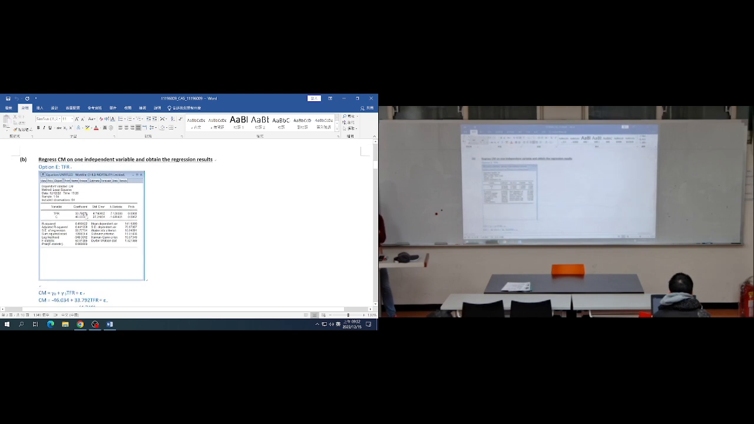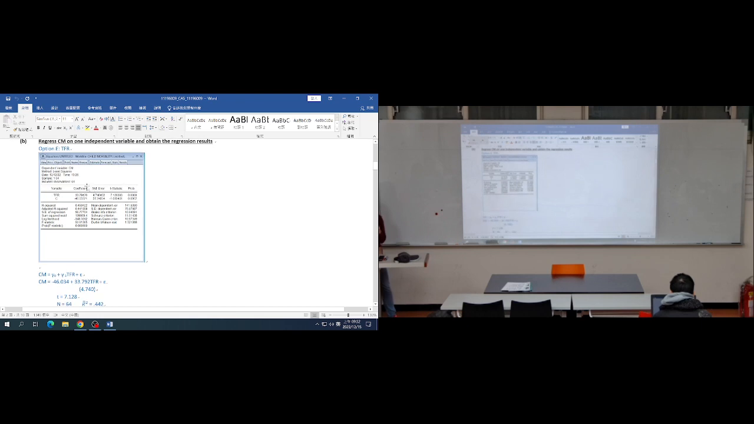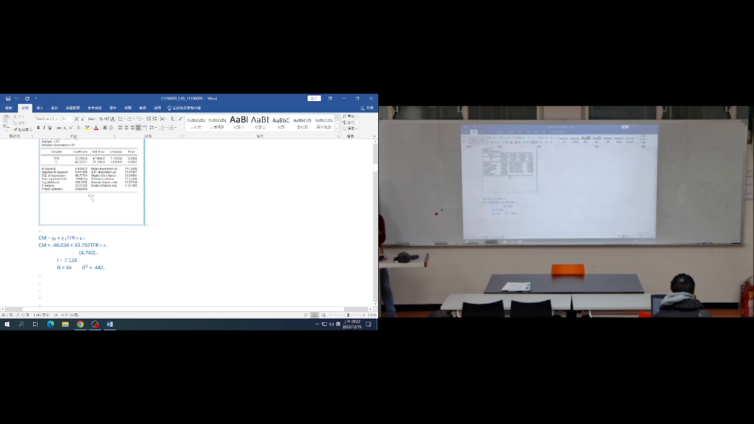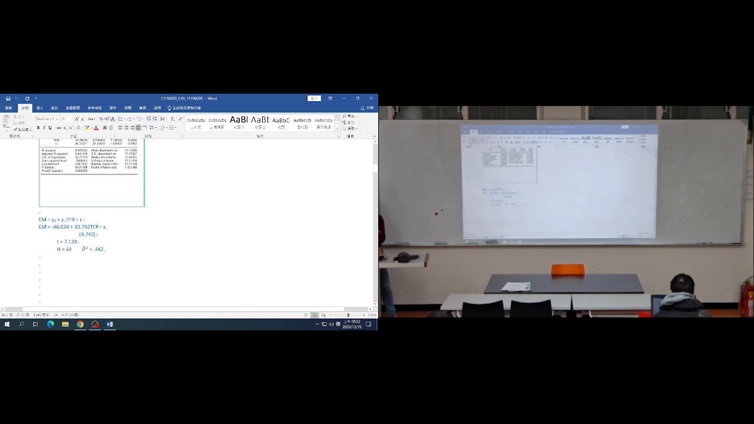For question B, regress child mortality on one independent variable and obtain the regression results. For my group, we got option E, where the one independent variable is TFR, the total fertility rate. And this is what we got from EViews. We have the results like this one.